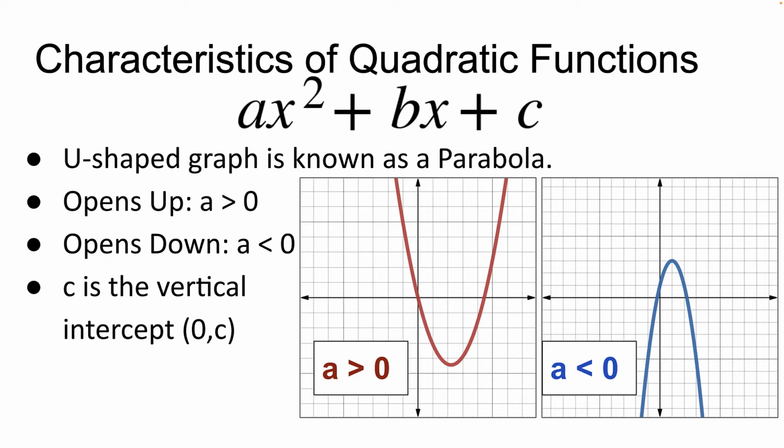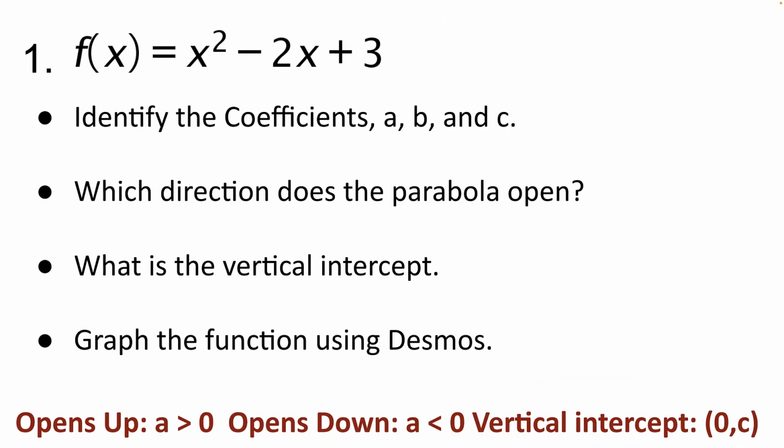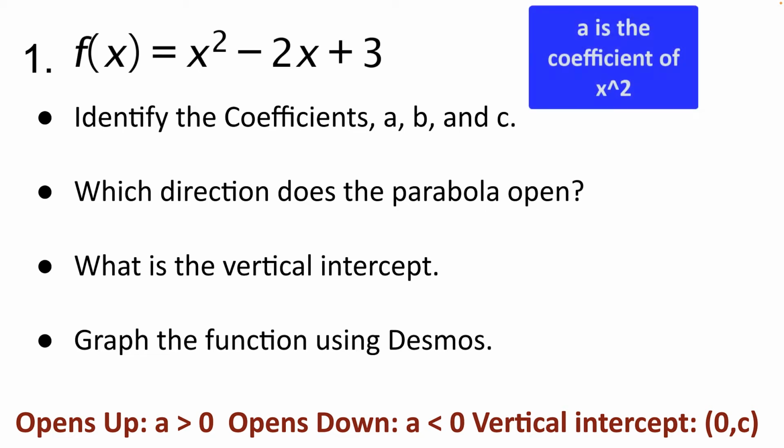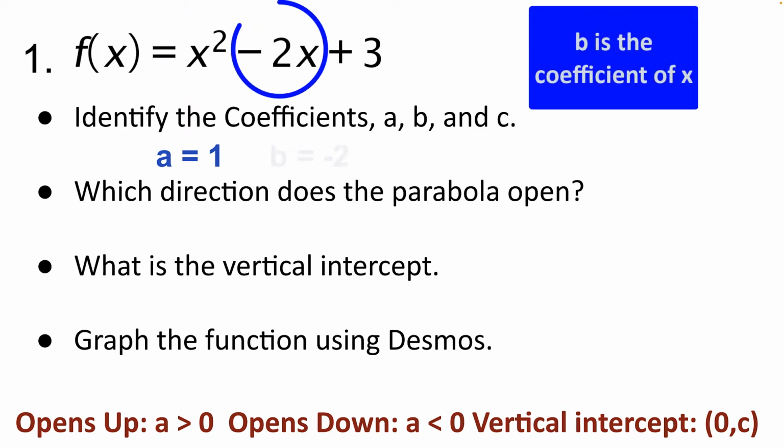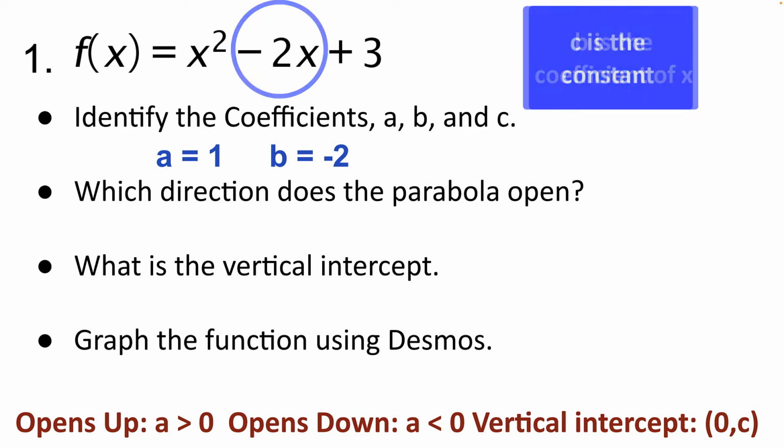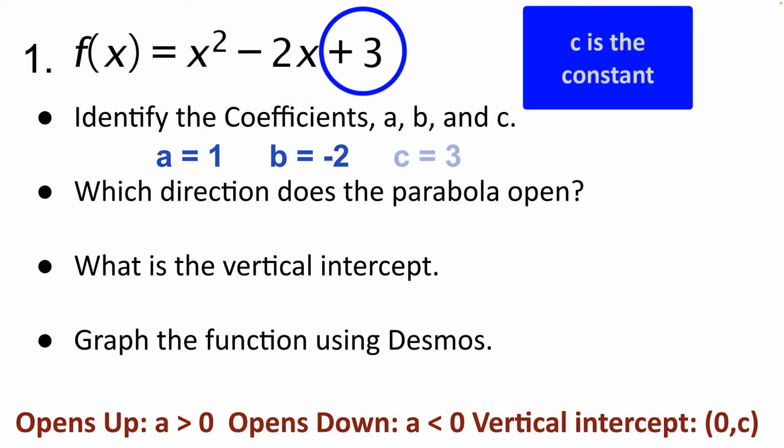Let's take a look at a few examples. Let's use the function f of x equals x squared minus 2x plus 3 for this first example. Let's start by identifying the coefficients a, b, and c. A is the coefficient of x squared. In this example, a is equal to 1. B is the coefficient of x, so in this case, b is equal to negative 2. And c is the constant term on the end, so for this function, c is equal to 3.